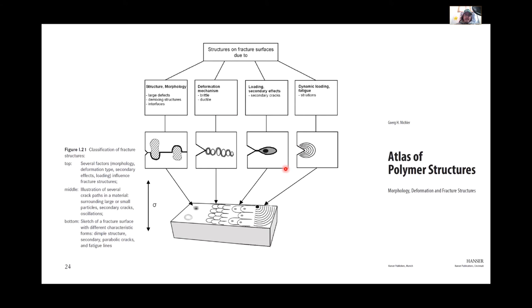Secondary cracks, so if it's a loaded type of structure, you can also get secondary cracks. You also see secondary cracks in a tensile test failure as well. Dynamic loading slash fatigue. So you see striations. So we see fatigue striations when we do failure analysis of metal as well, and we see that here in polymers. And again, I'll show you some examples of these fracture morphologies, these fracture surfaces.